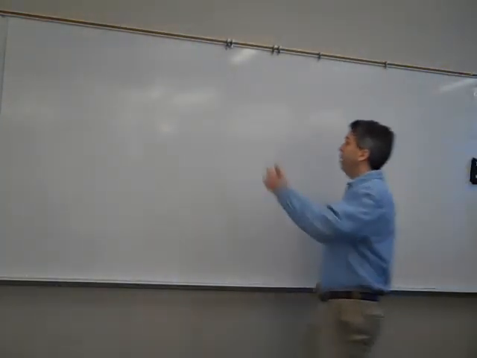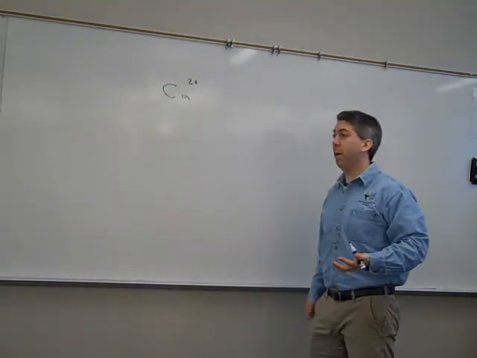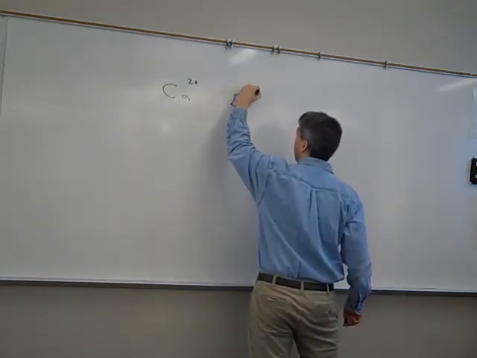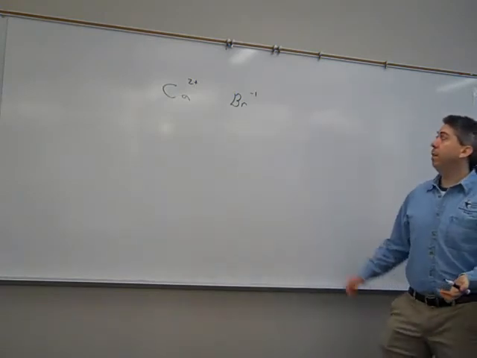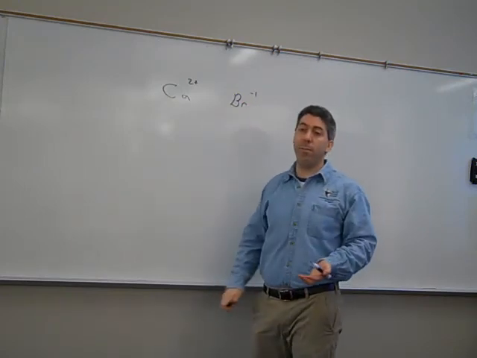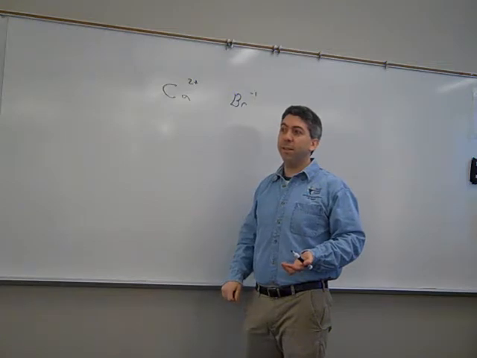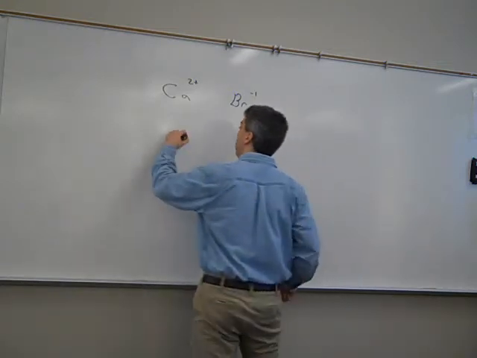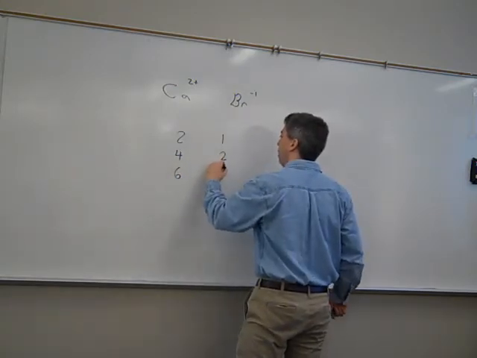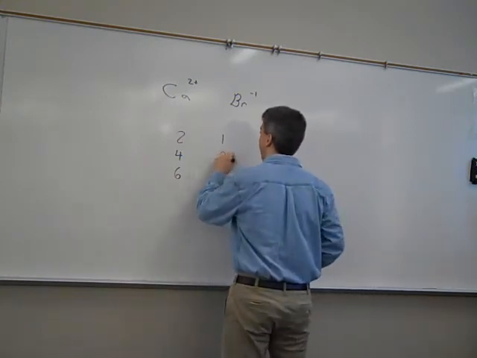For calcium, calcium's Ca and has a 2+ charge according to the periodic table, right? And then bromine has a -1 charge according to the periodic table. It's one away from the noble gas. So if calcium has a 2+ and bromine has a 1-, the lowest common multiple is what? Multiples of 2 would be like 2, 4, 6. Multiples of 1 would be 1, 2, 3, 4. So what's the lowest common multiple? 2. Yeah, exactly.